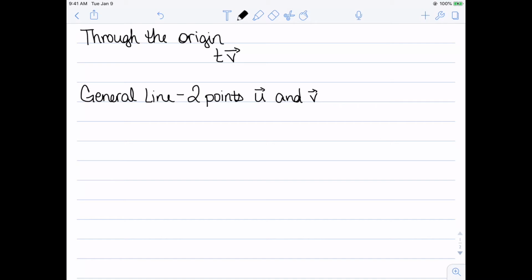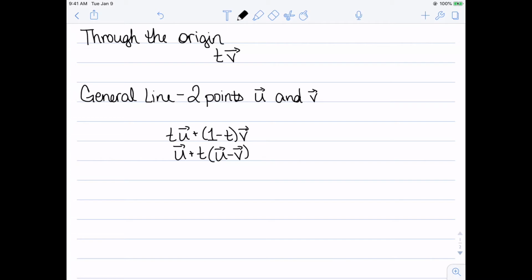Next, let's consider a general line. We know that a line is completely determined by 2 points, so we're going to call these 2 points u and v. In this case, our line is described by t of u plus 1 minus t of v, where once again t ranges over all the real numbers. And we can simplify this as well. We can write it as the vector u plus t times u minus v.